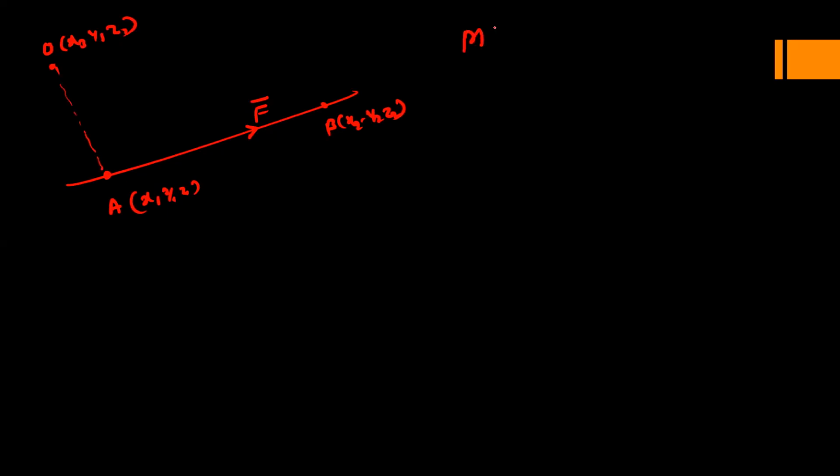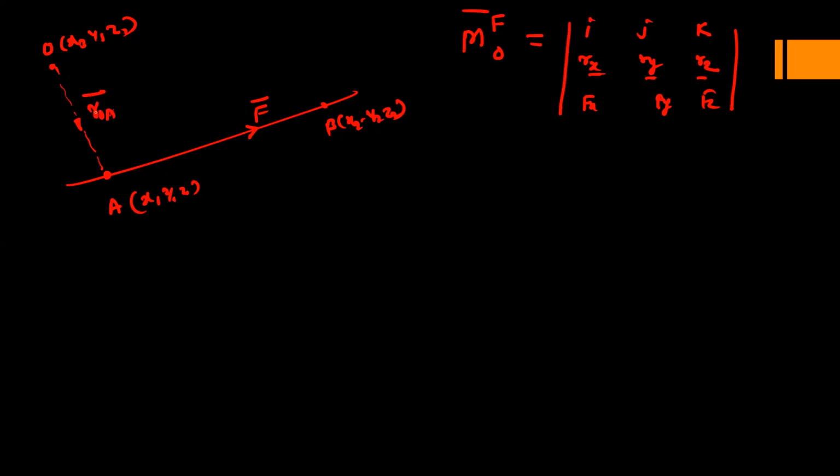So the moment by the force about O is given by this determinant: i, j, k, then Rx, Ry, and Rz, and Fx, Fy, and Fz. Here Fx, Fy, Fz are the components of the force, and Rx, Ry, Rz are the components of the position vector. So here we have to find out this position vector, the position vector O to A. Okay, we have to use the same concept to find out the moment.